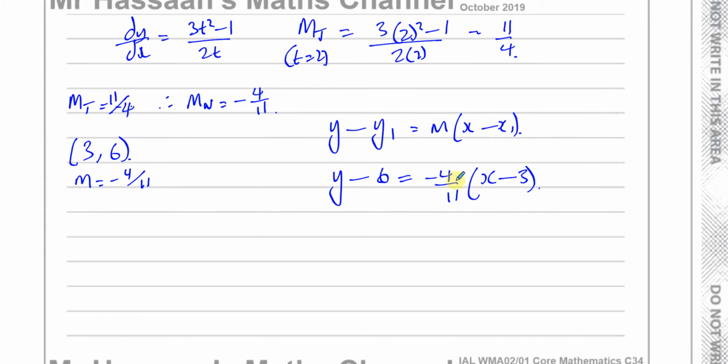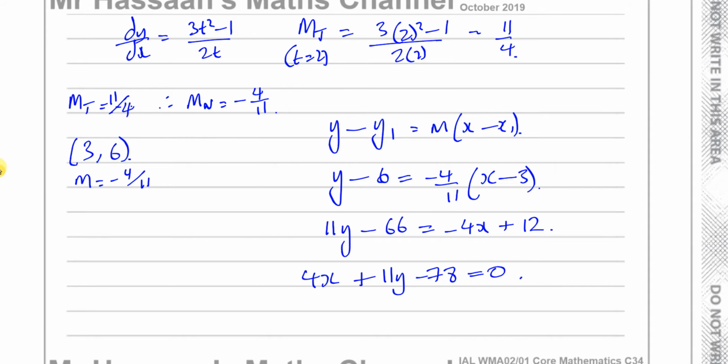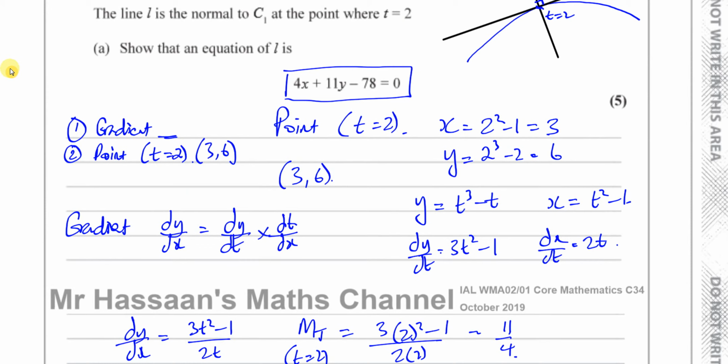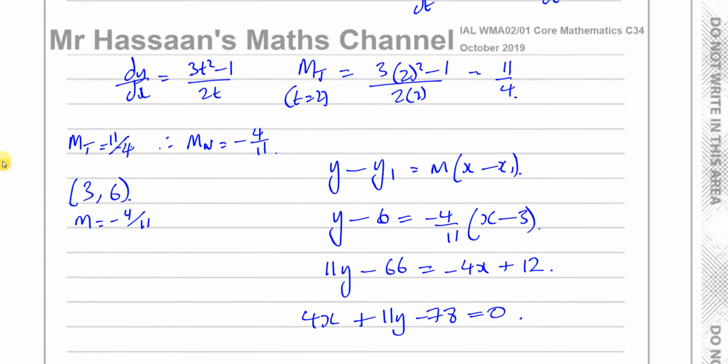Multiply both sides by 11 to get rid of the fraction. So I have 11y minus 66, and expand this bracket. We've already got rid of the 11, so we've got minus 4x plus minus 4 times 3, which is 12. Bring everything to one side, so add 4x to both sides. You'll have 4x plus 11y, then you've got minus 66 minus 12, which is minus 78, equals 0. And I think that is as we were required to show: 4x plus 11y minus 78 equals 0.